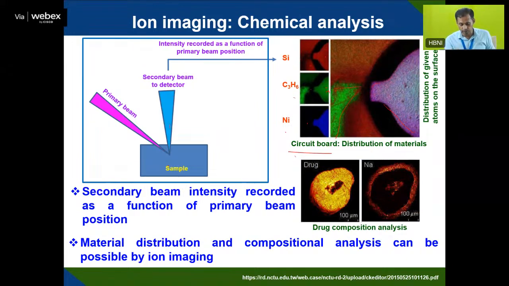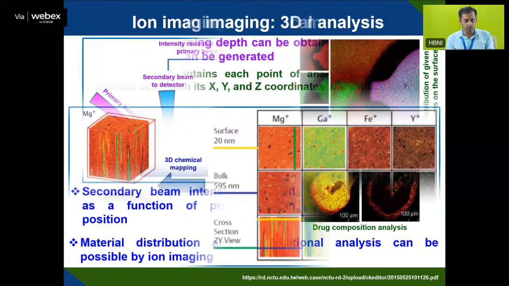In addition to depth profiling, you can see this is a drug. Inside the drug, sodium is present. If you do sodium mapping, you can see the sodium on the surface and at the core. It is a drug composition, a sodium-containing tablet, and you can get that type of information. Mainly, the secondary ion beam intensity is recorded as a function of primary beam position, and material distribution and composition analysis are possible by ion imaging.